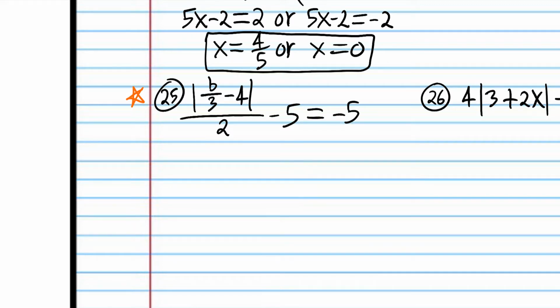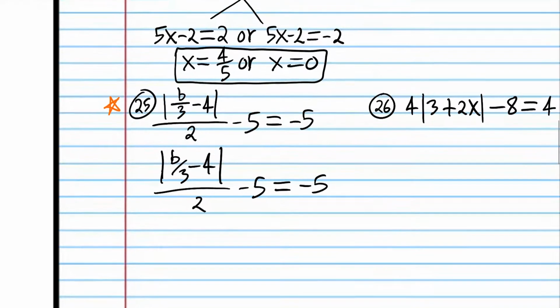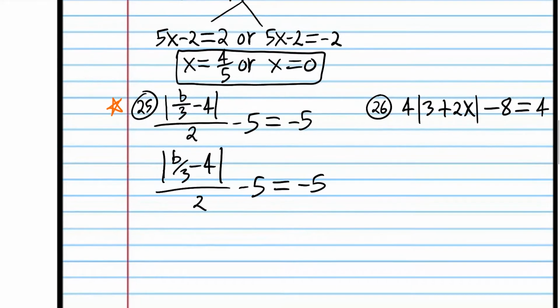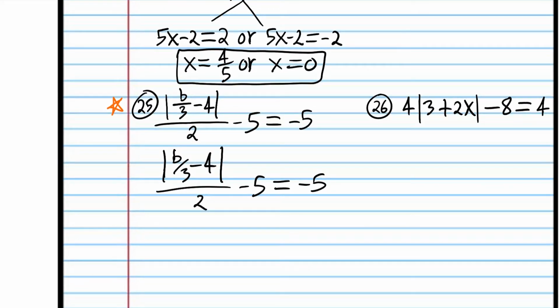Sorry, I'm trying to conserve room here, but whenever I predict that students are going to have trouble with something, I'll try to show the steps for it. And so we're going to add 5 to both sides.